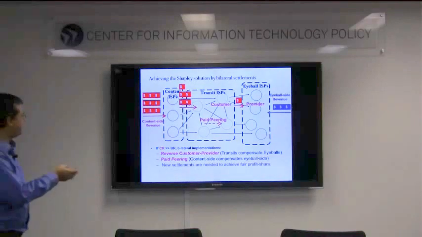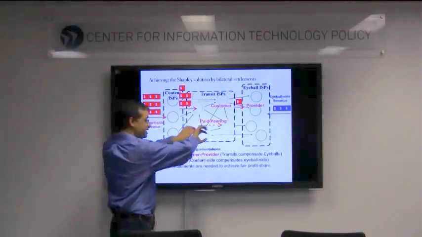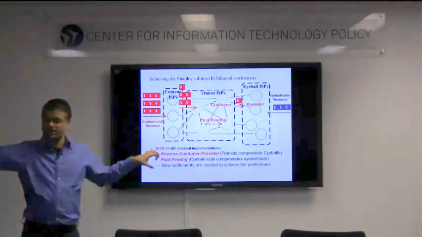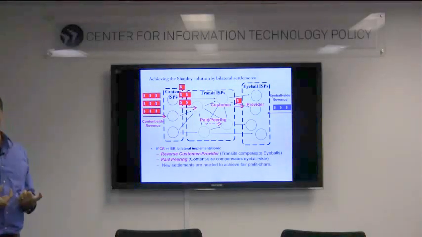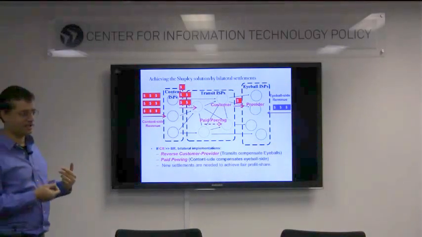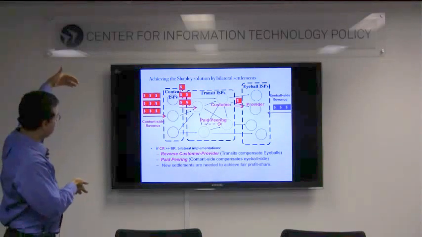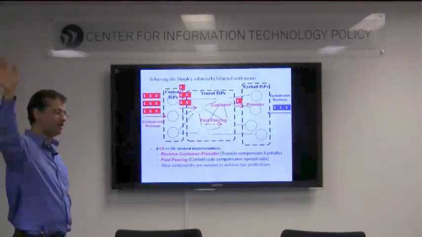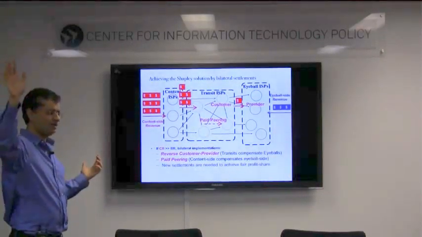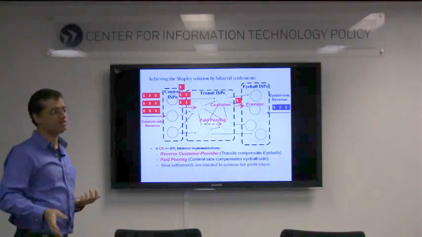If you're just trading bandwidth between these guys and these guys were selling bandwidth to the other ISPs, you could never achieve a stable solution whenever there's asymmetry. On one side, eyeball side revenue could be much greater than content side, or the other way. So what we found was that there was no stable solution.